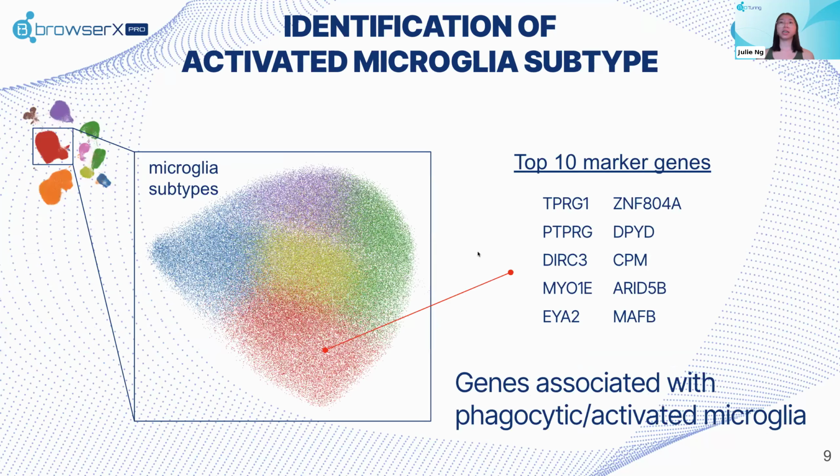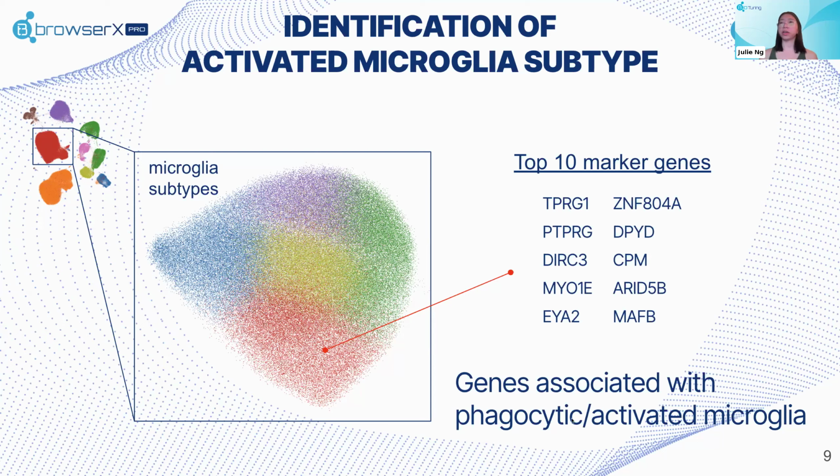Okay, and in this next slide, that is exactly what I've done. If we isolate our population of microglia cells, now we can look at our microglial cell subtypes. I reperformed the clustering analysis just on my microglial population of cells. Then I performed marker gene analysis to find the top 10 marker genes for each of these different clusters or subtypes. What I found within this red cluster in particular is that these top 10 marker genes are associated with a phagocytic or activated type of microglia.